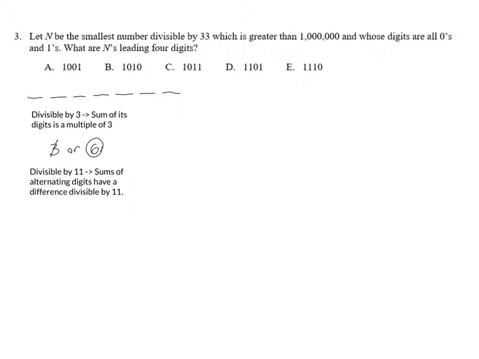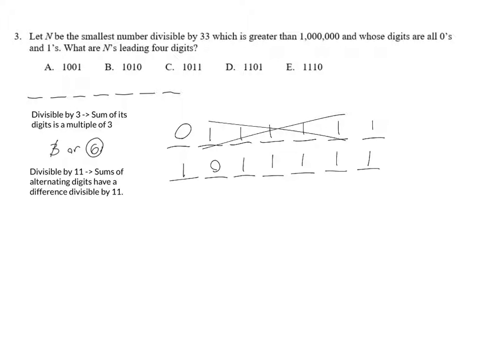So we know that we have 6 ones, but it's a 7-digit number, so that means we also have 1 zero, and we need to figure out where that 0 is going to go. It can't be the first digit, because then our number would be less than 1 million, and we knew that the number has to be greater than 1 million, so that won't work.